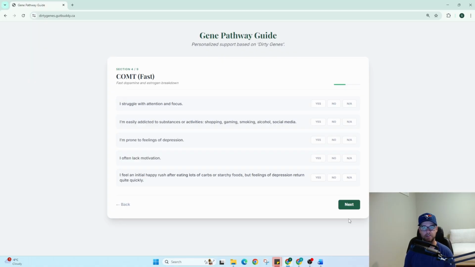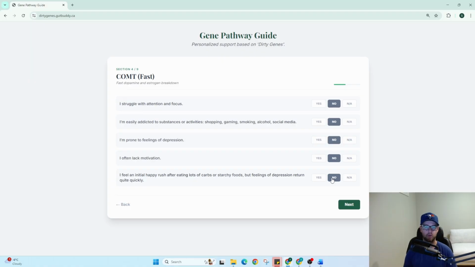So this is the second variation of the COMT gene. So this is if it's fast. I struggle with attention and focus. No. I'm easily addicted to substances or activities, shopping, gaming, smoking, alcohol, or social media. No. I'm prone to feelings of depression. No. I lack motivation. I feel an initial happy rush after eating lots of carbs, starchy foods, but feelings of depression return quite quickly. No.